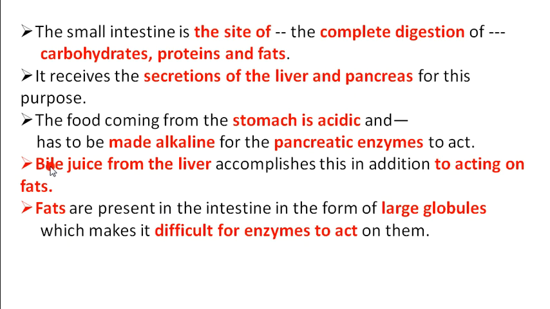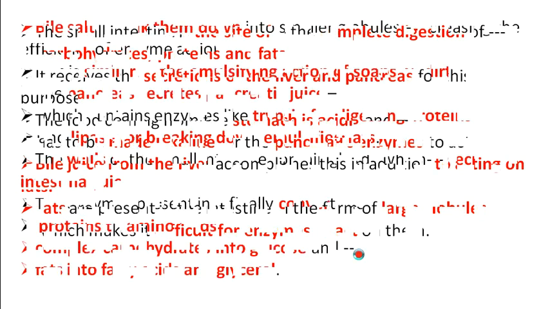The liver secretes bile juice, which accomplishes this in addition to acting on fats. So bile juice is required for fats, lipids, the oily food. Bile juice is necessary for lipid digestion. Fats are present in the intestine in the form of large globules, meaning large particles, which makes it difficult for enzymes to act on them. Enzymes make the process easy, but the larger fats are difficult for enzyme action.